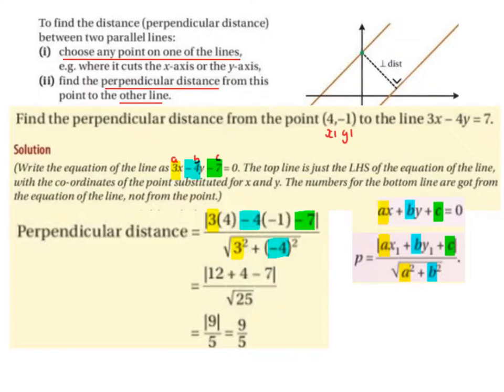So here we have a set of parallel lines, and if we're interested in the perpendicular distance between them, it would be the distance from this point to this point.